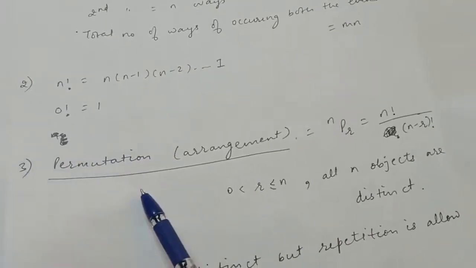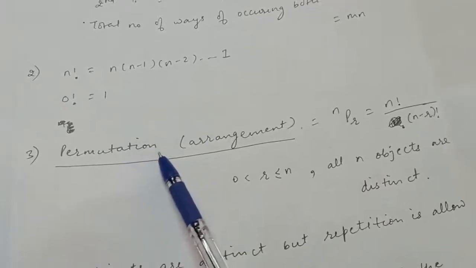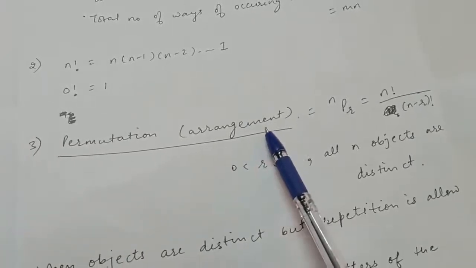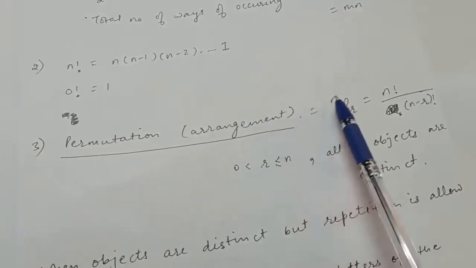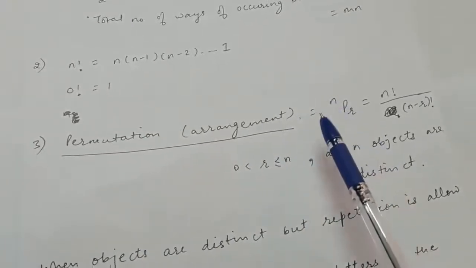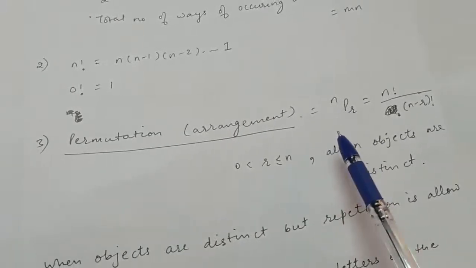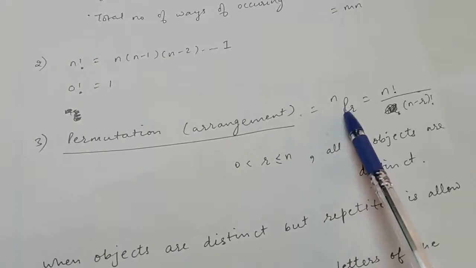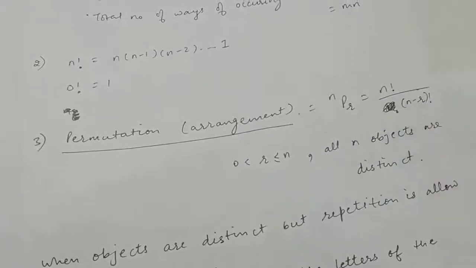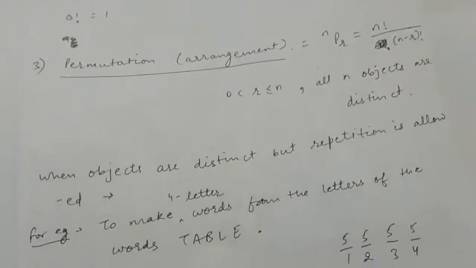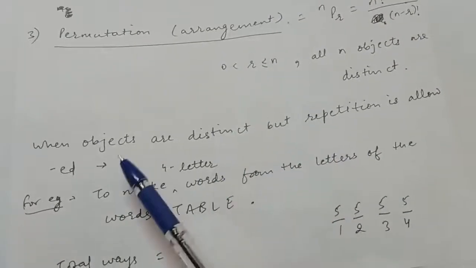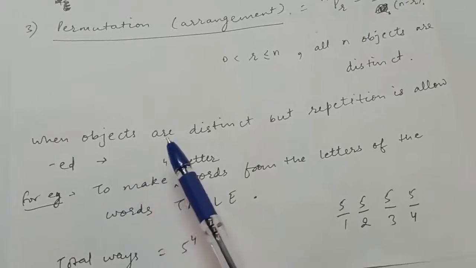Now comes the permutation. I have already told you we use permutation for the arrangement, right? Now if we have to arrange r objects, n objects are given, and if we have to arrange r objects at a time, and when all the n objects are distinct and repetition is not there, then it can be done in nPr ways, which is equal to n factorial upon n minus r factorial, and r goes from 1 to n. Now when the objects are distinct but repetition is allowed, then it can be done in n raised to the power r, right?